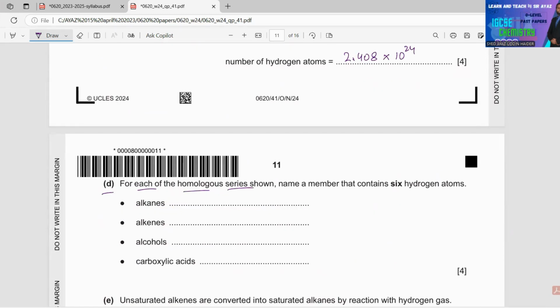Part D. For each of the homologous series shown, name a member that contains 6 hydrogen atoms. Now they are saying 6 hydrogen atoms. They didn't mention the number of carbon. So for the alkanes, we should know the member which contains 6 hydrogen atoms in all. For alkane, the general formula is CnH2n+2. Which means if I take the value of n as 2, I will get 6 hydrogen atoms, because 2 multiplied by 2 is 4, 4 plus 2 is 6. So the name for this member must be ethane.